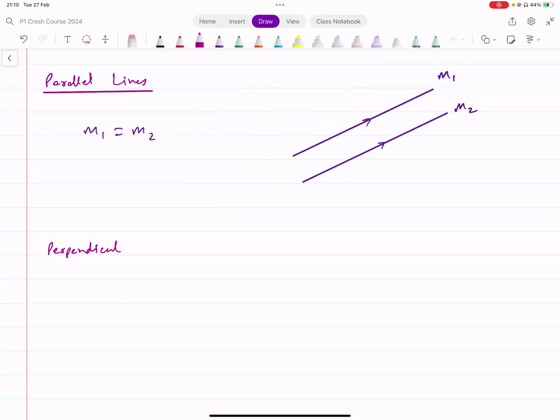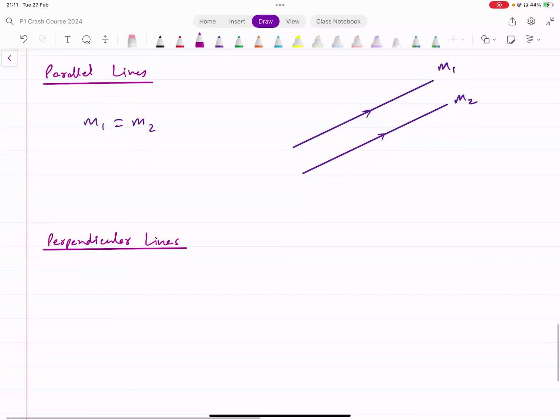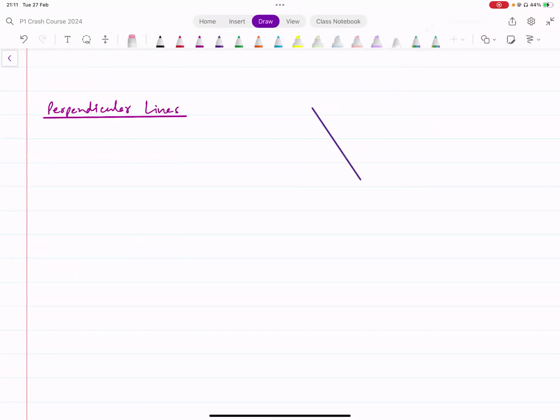What happens in perpendicular lines? When we have two lines that are perpendicular to each other, they might look like this. There's one line here, there's another line here. There's a 90 degrees angle between these two lines. If we say the gradient of one of these lines is m1 and the gradient of the other line is m2, how are these two gradients related?